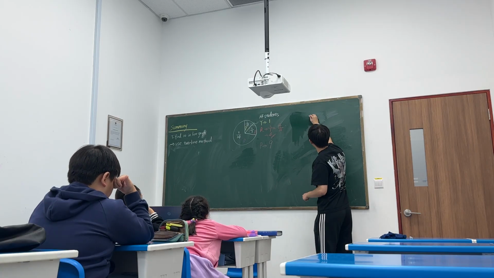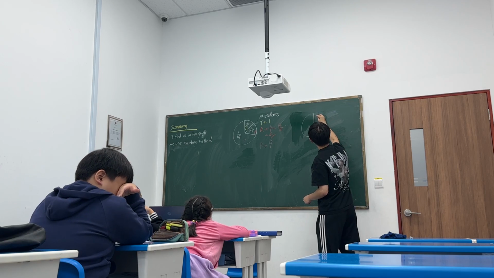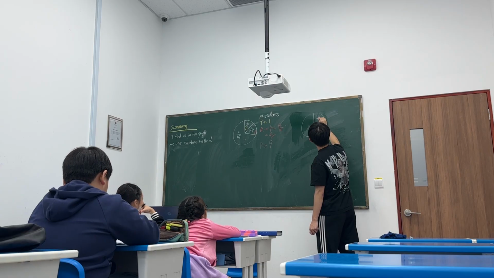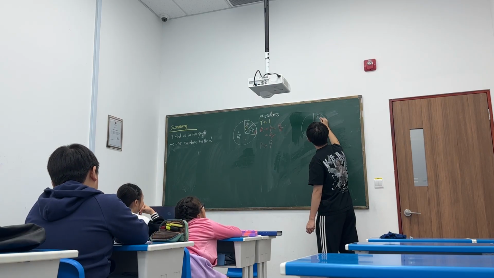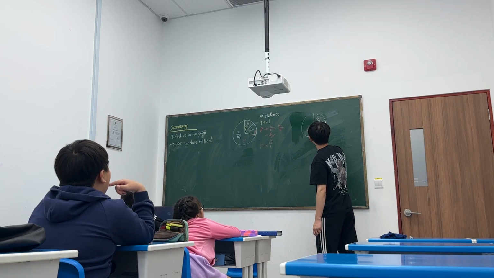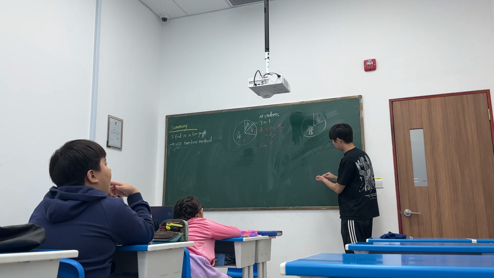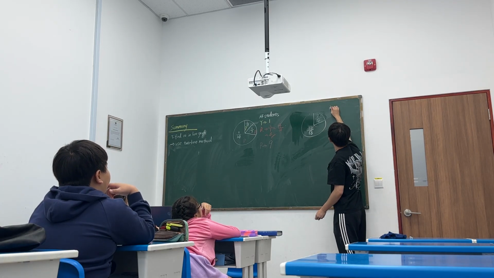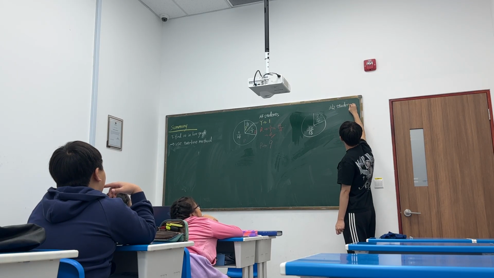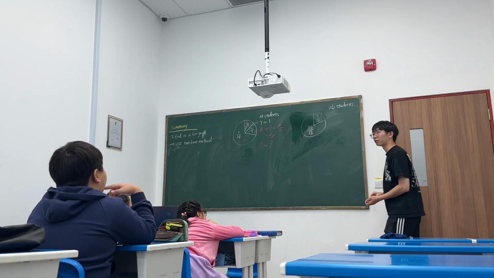Now let me give you another example. This time, let's say 8/18, and the rest is 10/18. Now we know that there are 36 students in total. So how many students like the purple color?